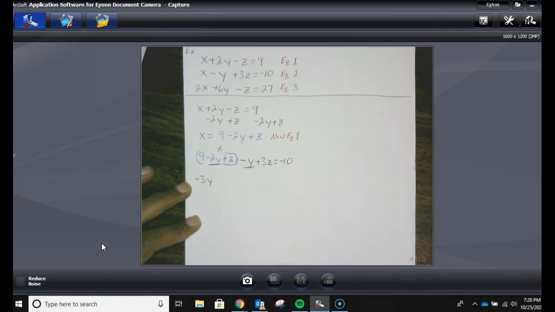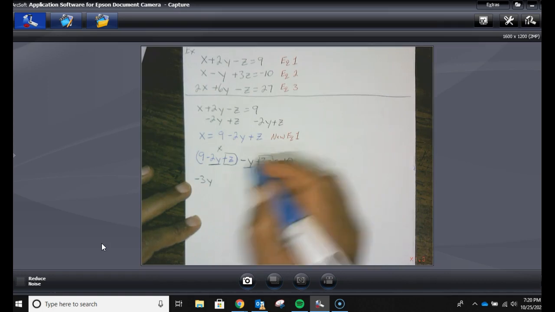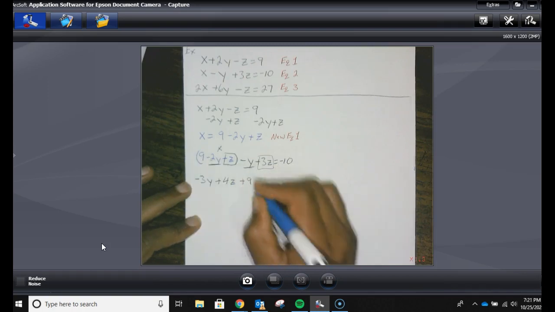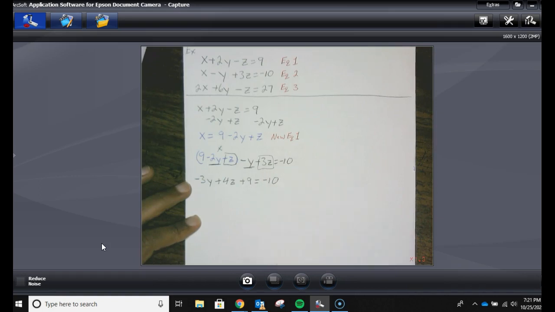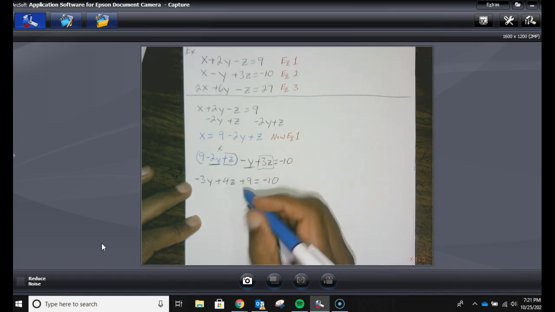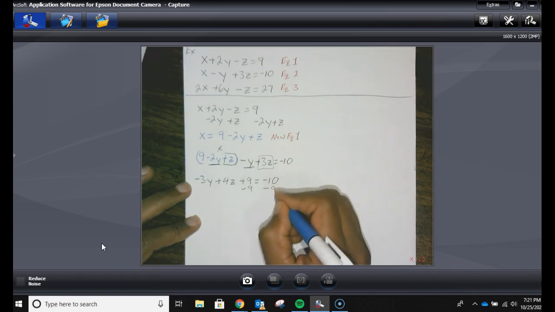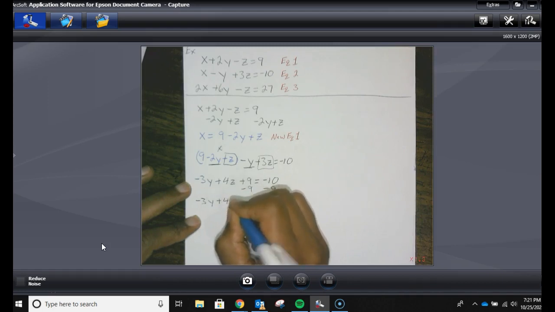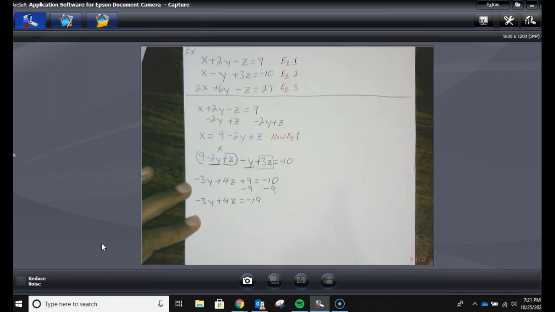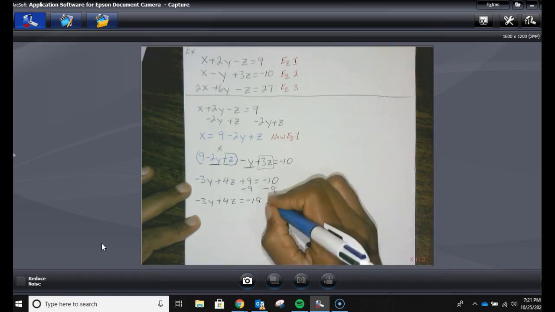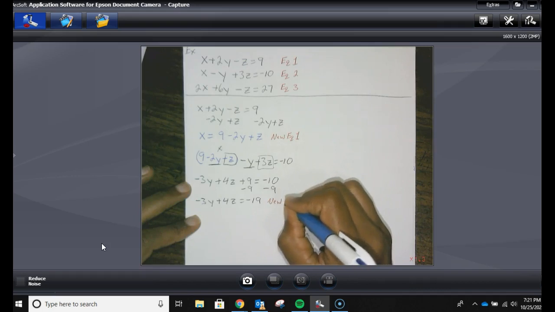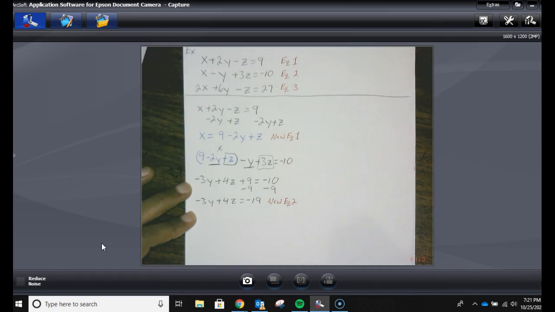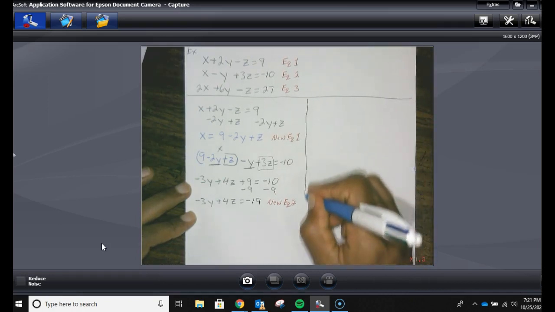Z's, I have z and 3z. So that gives me 4z. I didn't do anything with the 9 yet, so I'm going to write the 9 down, equals negative 10. To make this look clean, I'm going to subtract the 9 to the other side and end up with negative 3y plus 4z equals negative 19. This will be my new equation 2.